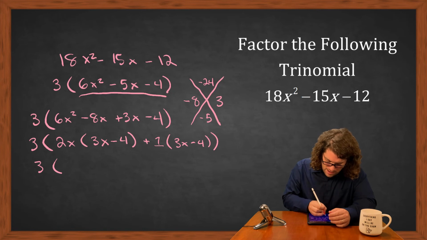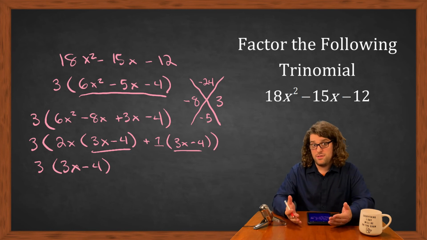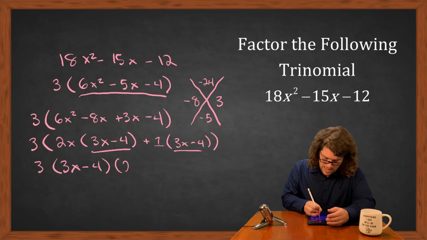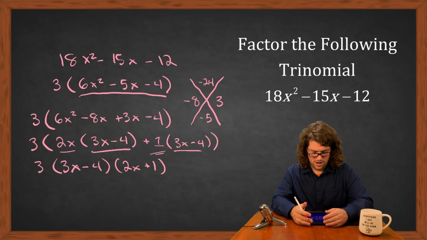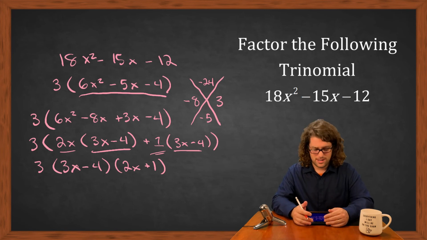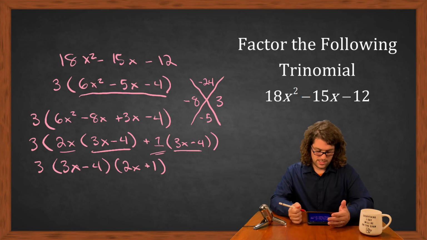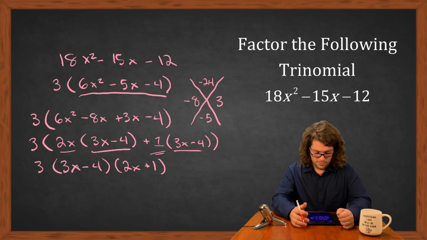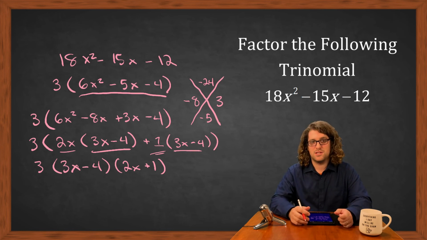So far, what we have is our 3x minus 4 as the common piece here. And I usually call it the leftovers, would be 2x, but also this plus 1. So it is important to recognize that it's a 1 there, even if you're not writing it down. So my final factored form would be 3 times, in brackets, 3x minus 4, in another bracket, times 2x plus 1.